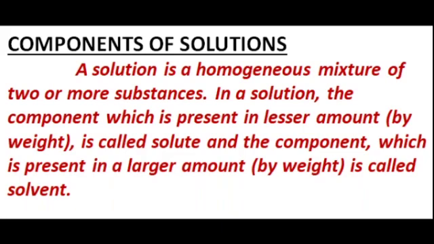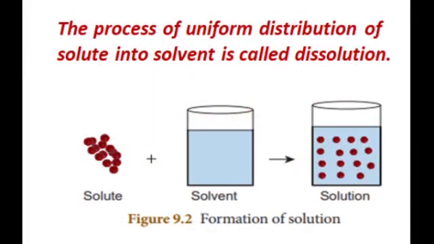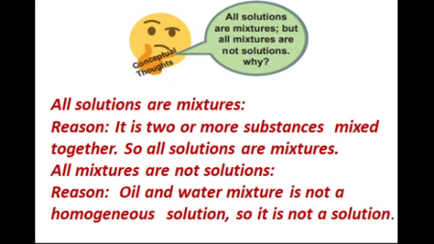In a solution, the component present in lesser amount by weight is called the solute, and the component present in a larger amount by weight is called the solvent. The process of uniform distribution of solute into solvent is called dissolution. See the diagram: solute plus solvent forms solution.